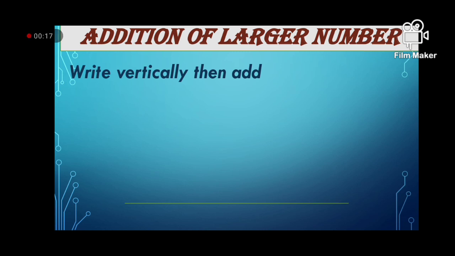The addition and subtraction of the larger number. Addition of the larger number. First we will take the example, write vertically, then add. When we write the number vertically, then we will add the numbers easily, because the larger numbers cannot be added or subtracted in horizontal form. We have to write them vertically, then add.